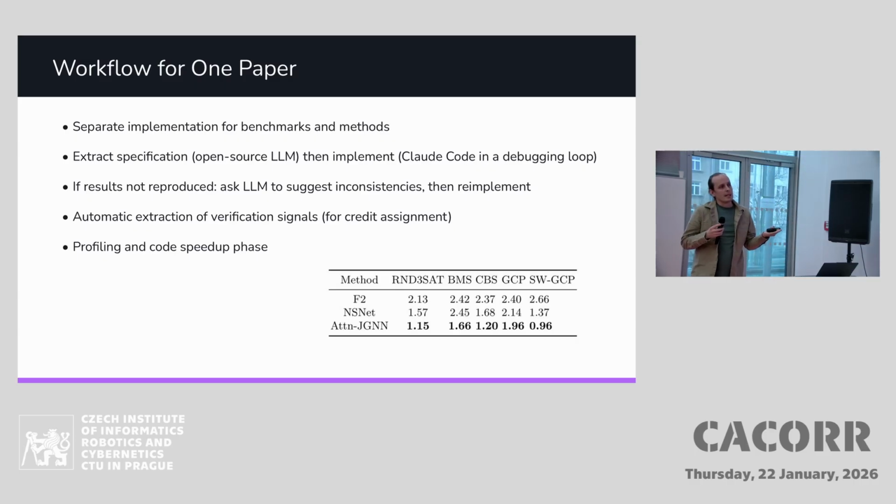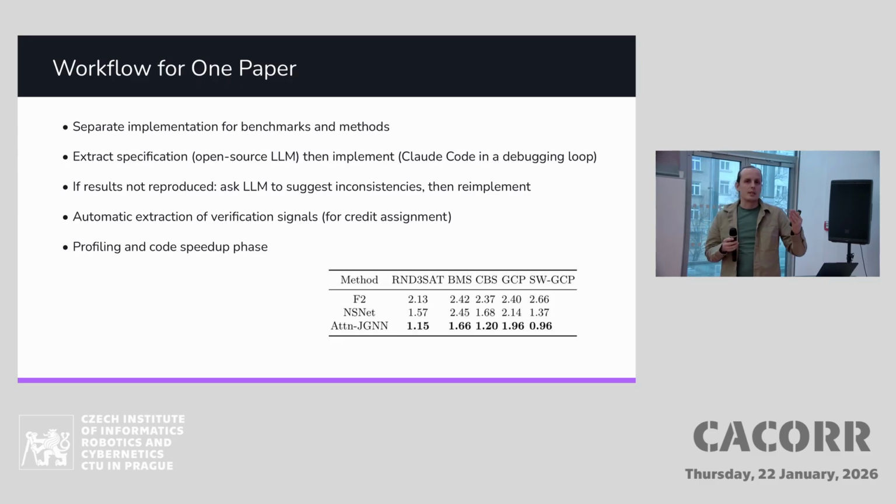So for example, we'll tell the LLM we need the experiments in table 1, first line, second column. And this would correspond to some concrete benchmark and some concrete method. And we do it separately for benchmarks, separately for the method. And we do it in 2 phases. We first ask the LLM to extract a specification. So the LLM will read the paper, extract the specification for the coding agent, and then in the second phase, the coding agent takes the specification and tries to make it work.